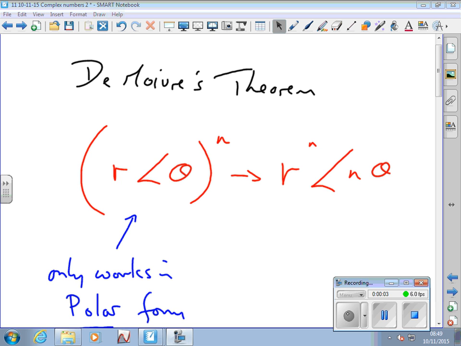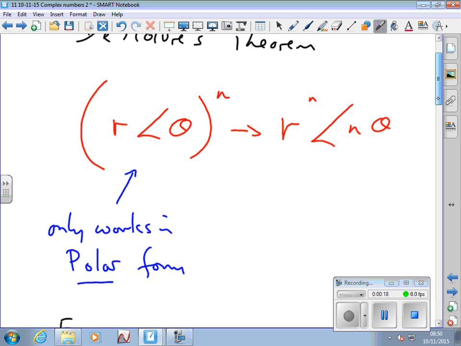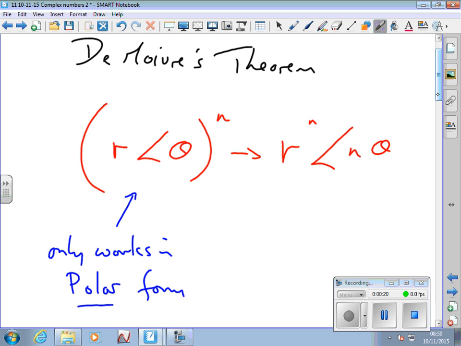De Moivre's theorem then. Here it is written out. Not something we tend to remember. It'll always be given, or you can look it up. But actually it's not difficult to work out. It only works in polar form. So if I'm trying to use De Moivre's theorem, then I need to make sure my complex number's in polar form.